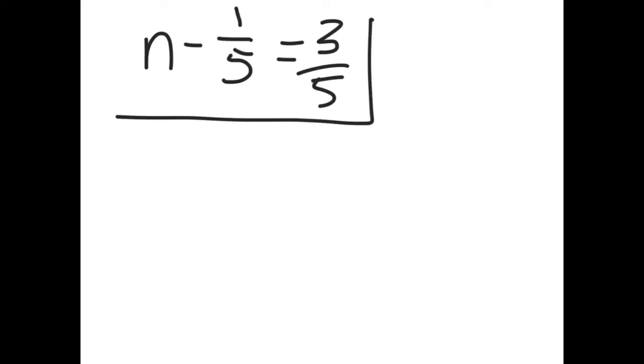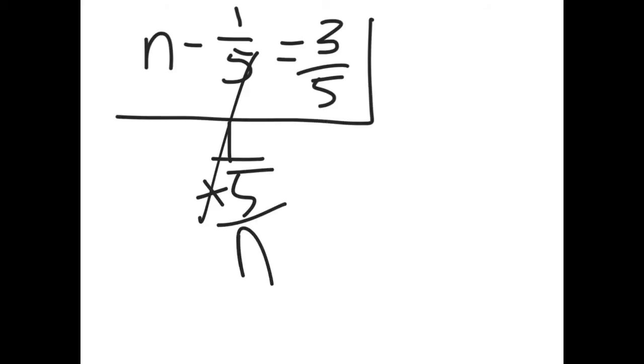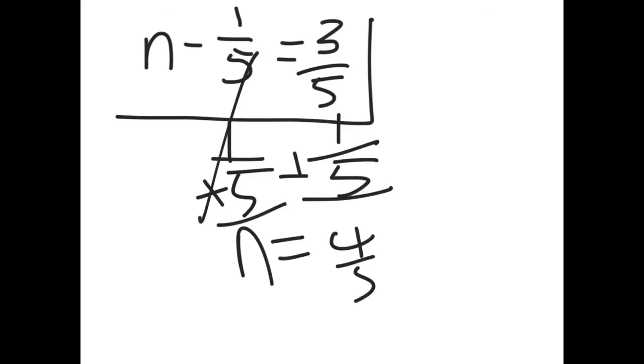The first thing you do is add 1/5 to 1/5, and that cancels out just like the subtraction problem, and it becomes n. And then you add 1/5 to 3/5, and that becomes 4/5.